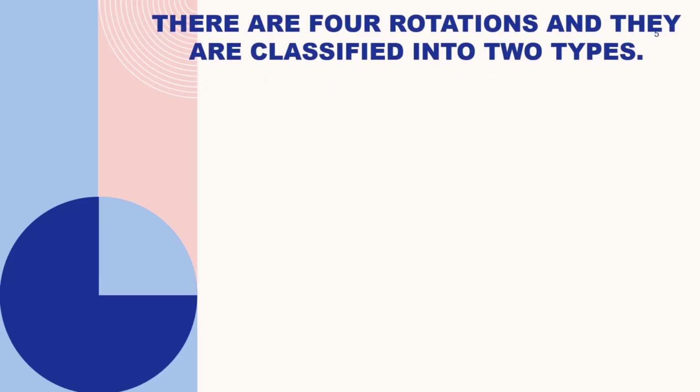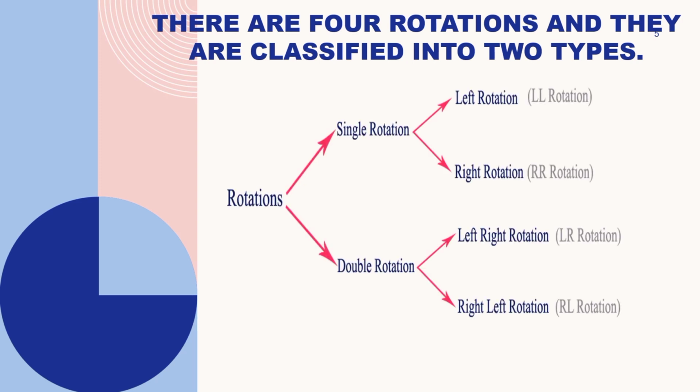So there are 4 rotations and they are further classified into 2 types. So as you can see in the diagram, the rotations are divided into single rotation and double rotation, where single rotations are further divided into left rotation and right rotation, and double rotation is further divided into left right rotation and right left rotation.